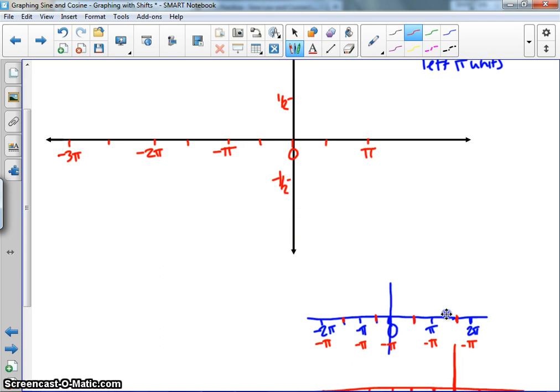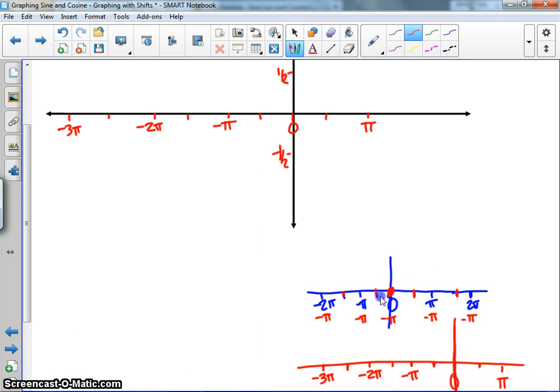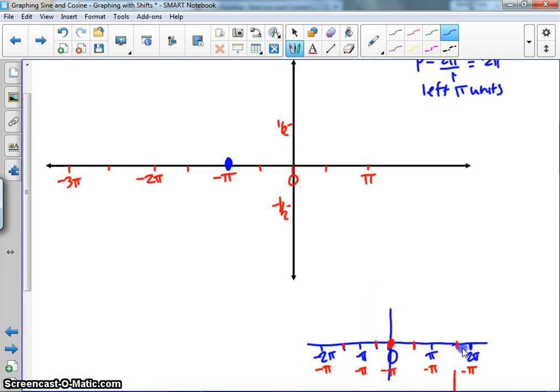And so normally if I come down here and I graph this, I would normally start at a 0. But now I'm going to have to look and see where this point that was at 0 actually went. So when I subtracted pi from 0, that's going to push this point back to -pi. So at -pi is really where that 0 is going to be.